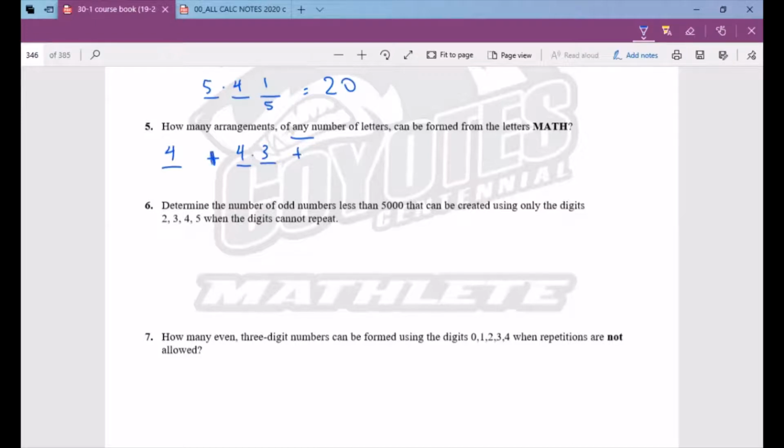When we look at cases, again, when we are looking at this can happen, or this can happen, or this can happen, we are going to add those cases together. 3-letter words, there's 4 times 3 times 2 of them, and then 4-letter words, there's 4 times 3 times 2 times 1 of them. We add up all of those pieces together, get 64.